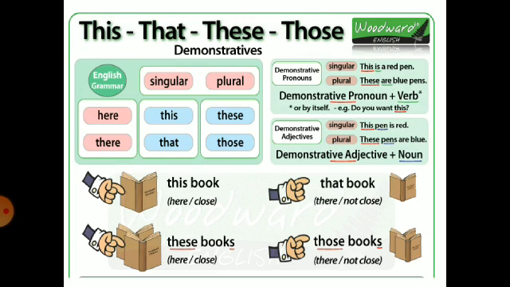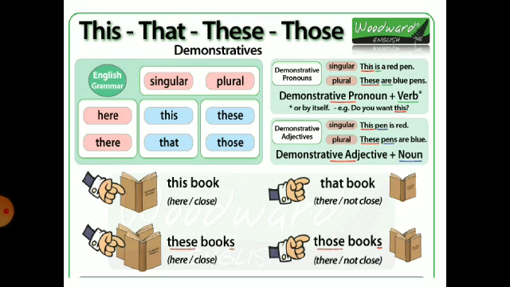When we talk about that, that means which is not near, not close, a bit far, but singular, that book. And its plural will be those books. More than one, but not close, means those books. Clear? This book, these books, that book, those books.